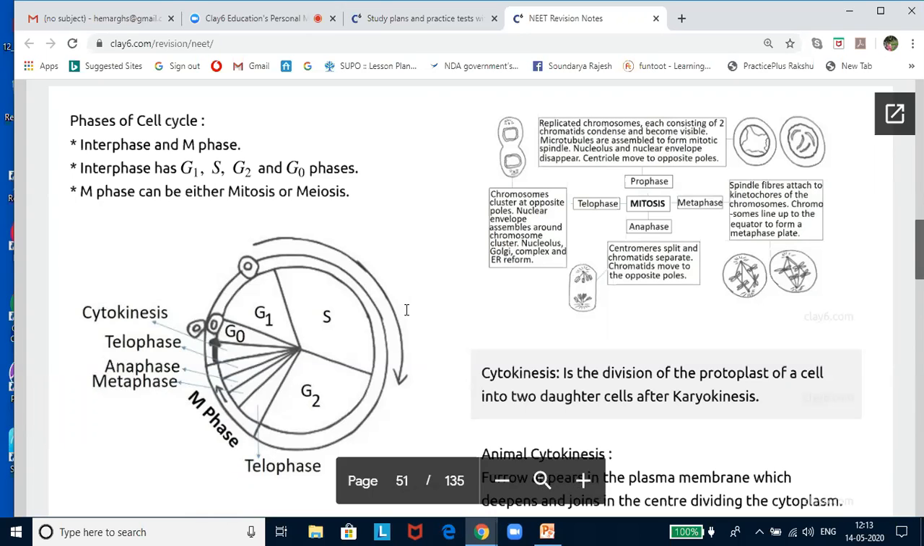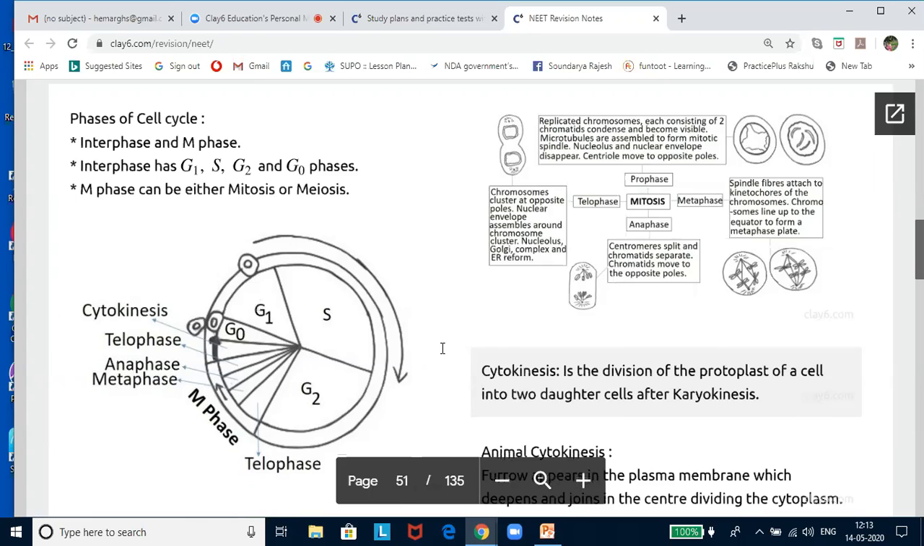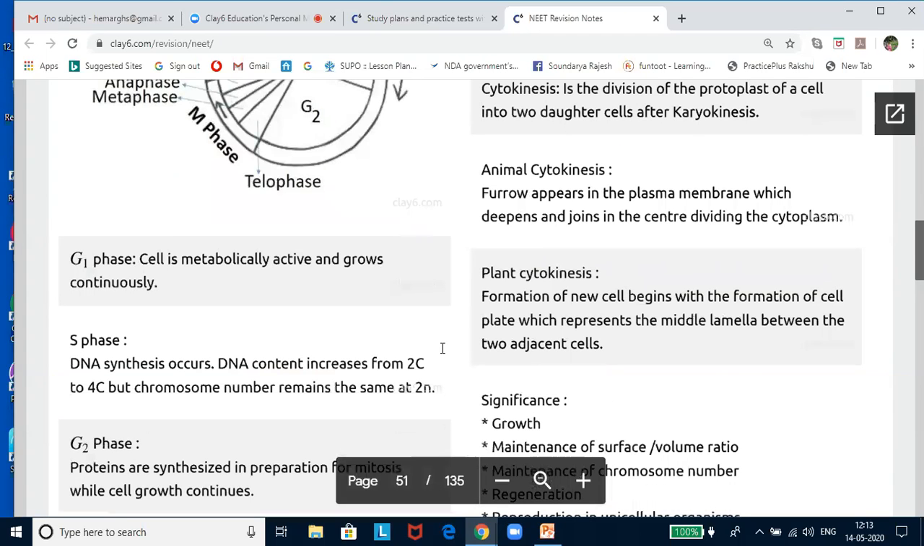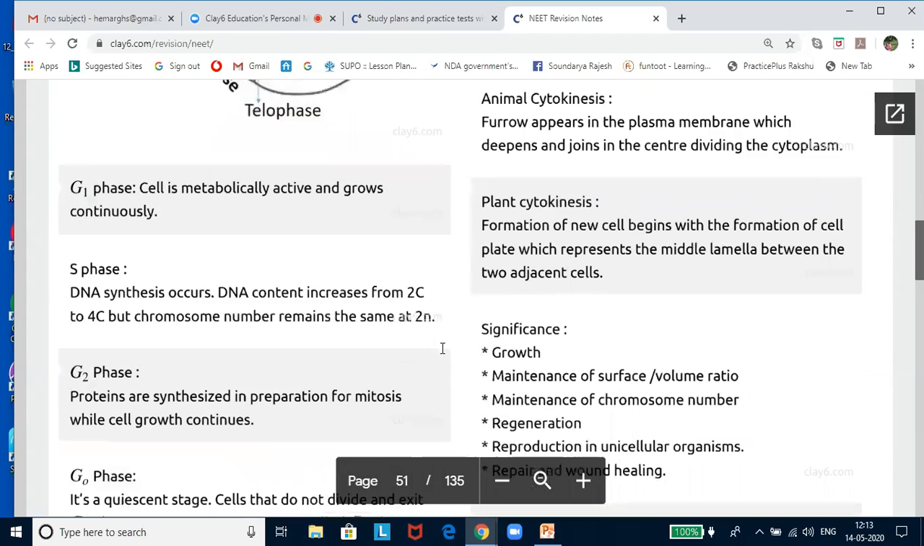So if you look at the cell cycle over here, you have G1 phase, S phase. Interphase has G1 phase, S phase, G2 phase, and M phase can be either the mitotic phase or the meiotic phase. So broadly, a cell cycle is divided into interphase and M phase. Interphase will have G0, G1, G2 and S phase, and M phase could be either mitosis or meiosis. Now what happens in each phase? Let us have a cursory glance.